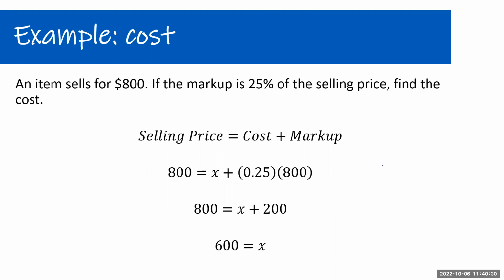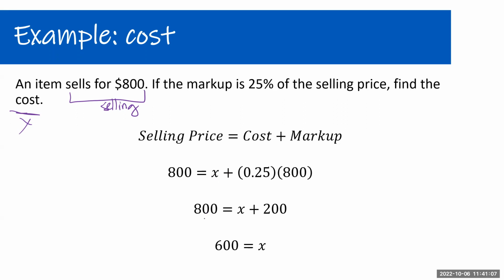On the other hand, let's say that an item sells for $800. If the markup is 25% of the selling price, find the cost. Well, we know the selling price. It tells us right there, it's $800. We don't know the cost, so that's going to be our X. And we know the markup is 25% of the selling price, so 25% of that 800. We know that our selling price, 800, equals an unknown cost plus 25% of the $800.